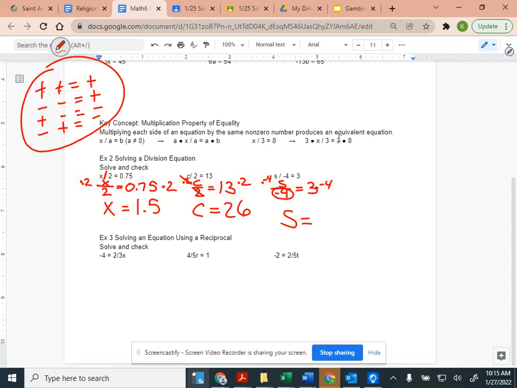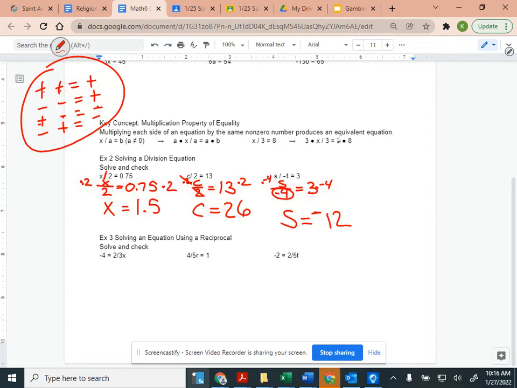Gregory. 3 times 4, Gregory. 12. Is it going to be positive or negative, Gregory? Yes. You're right. We had a positive 3 and a negative 4. Positive and a negative. Our answer is negative.